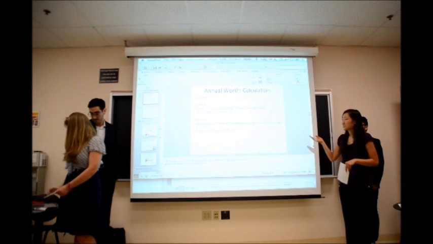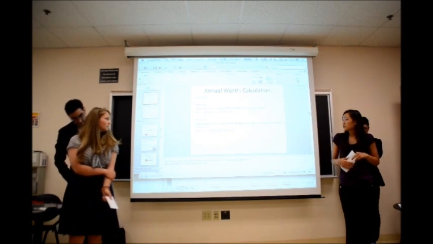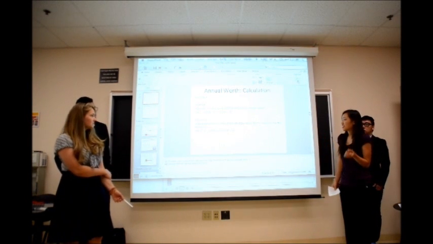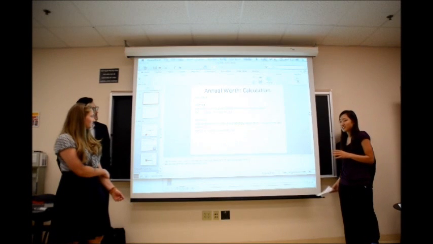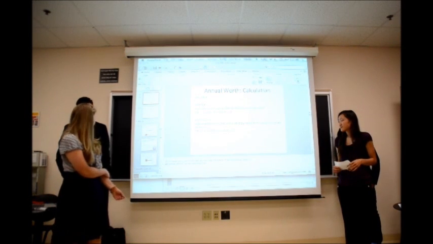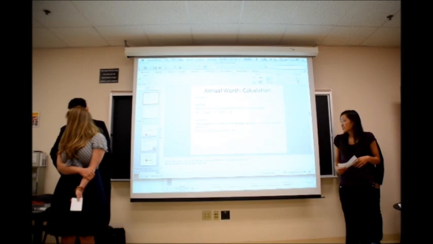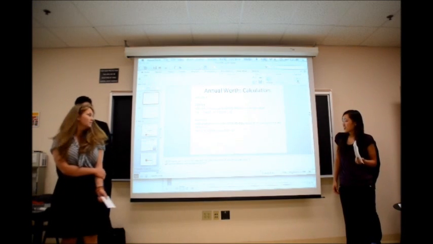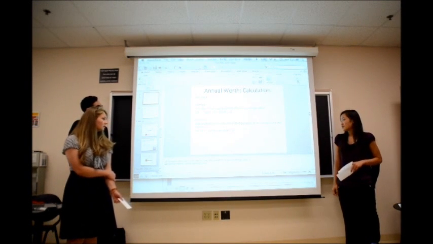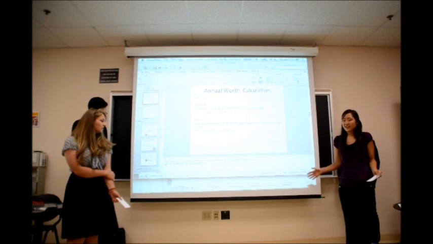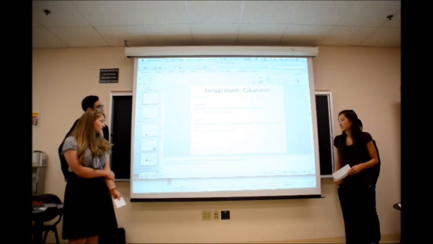So one method is you can take the annual worth of the present and then calculate the annual worth of the salvage and then add those together. Or you can do the original cost and add that to the present worth of the salvage value and then take the annual worth of that entire value to find the variance.